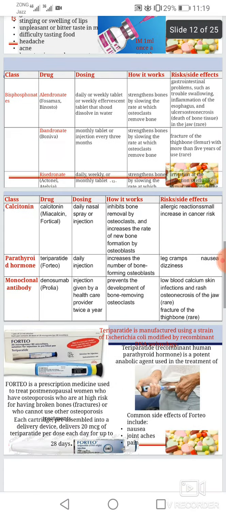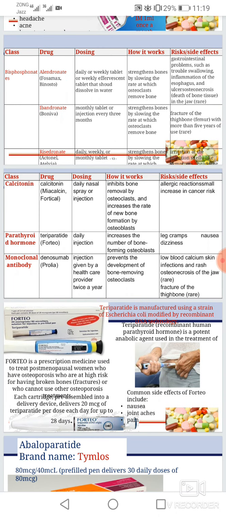week. So here we have a column of drugs indicating their class, dosing, mechanism of action, and side effects. So we have bisphosphonates, and these include alendronate, and their dosing is a daily or weekly tablet or a weekly effervescent tablet that should dissolve in water. So how do these bisphosphonates work? These strengthen bones by slowing the rate at which osteoclasts remove bone. These do have some side effects, which are gastrointestinal problems such as trouble swallowing, inflammation of the esophagus, and ulcers.